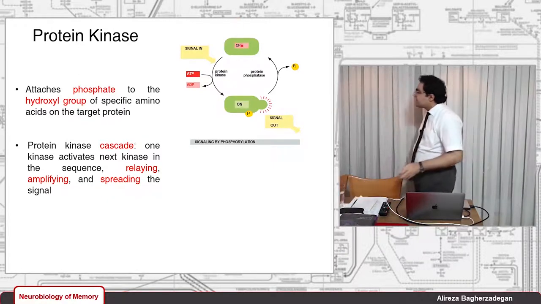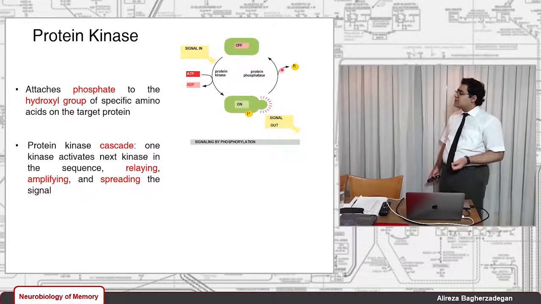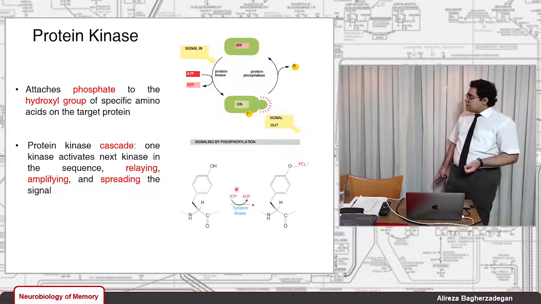It's basically showing that we have a protein in the off state. Signals come in and activate a protein kinase. The protein kinase is going to add a phosphate to that, and now when it is phosphorylated, it is turned on. When the signal gets out, protein phosphatase is going to remove the extra phosphate and it turns back to the off state. This is beautiful.